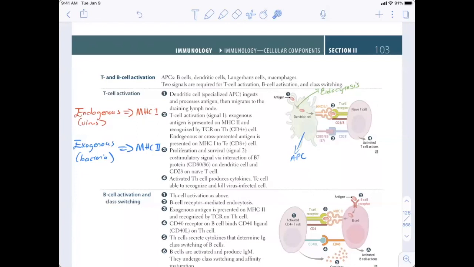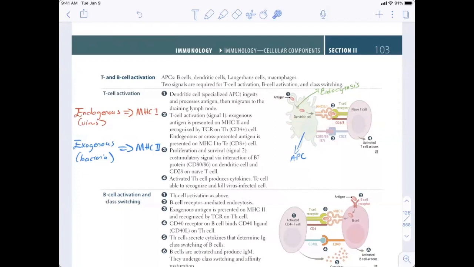Okay, because if it was a virus, then we shouldn't have any kind of endocytosis, right? The antigens will be made inside of the cell, but that's just the details. The bottom line is the same thing happens. Once the antigen is in, the antigen is in. Now we just need to figure out what happens, all right?